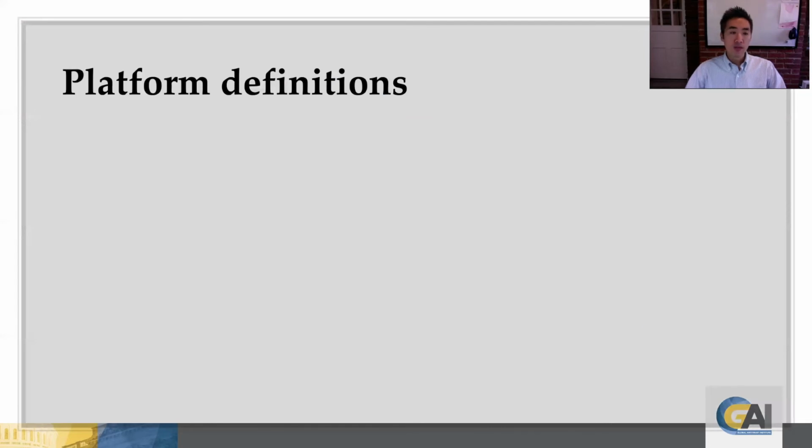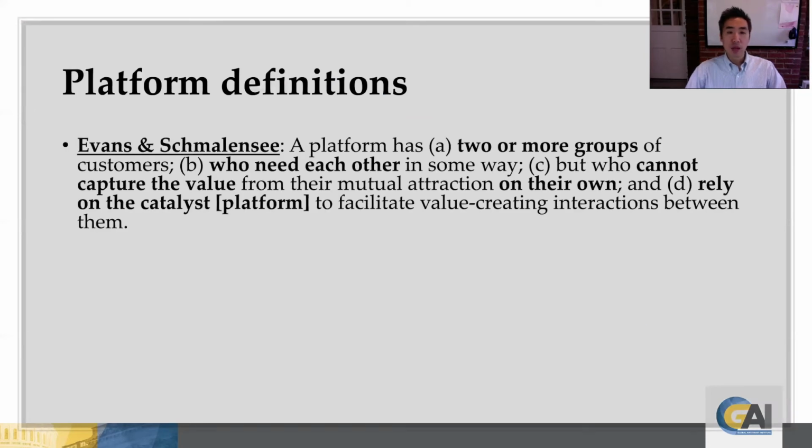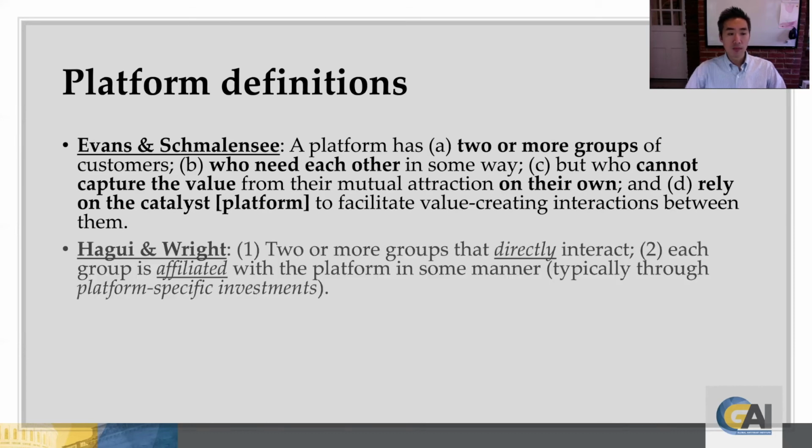So let's move to a definition of a platform, and this is from Evans and Schmalensee. A platform has two or more groups of customers who need each other in some way, but who cannot capture the value from their mutual attraction on their own, and rely on the catalyst, the platform, to facilitate value-creating interactions between them. There's a lot there, so I broke it up in different parts, but this is a fairly comprehensive definition, and so I like it to start with.